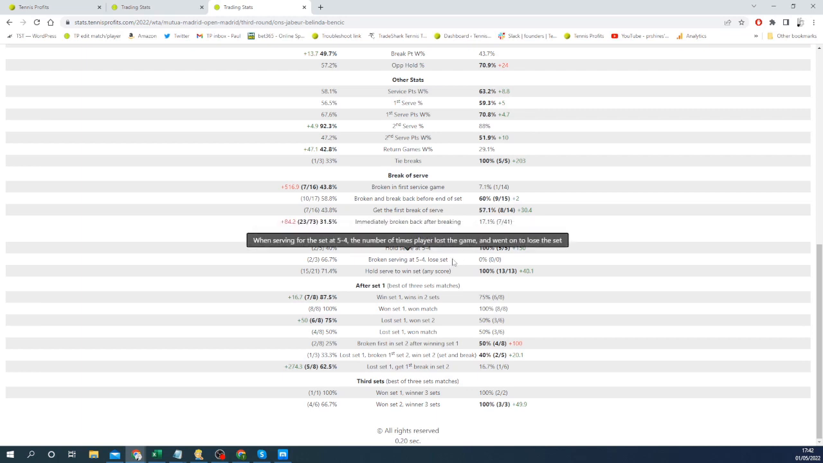It can be a bit of pressure serving for the set. So if the score's 5-4, how often do they hold serve? 5 out of 5 for Bencic, 2 out of 5 for Jabeur, so she's definitely worth laying if the score's 5-4.